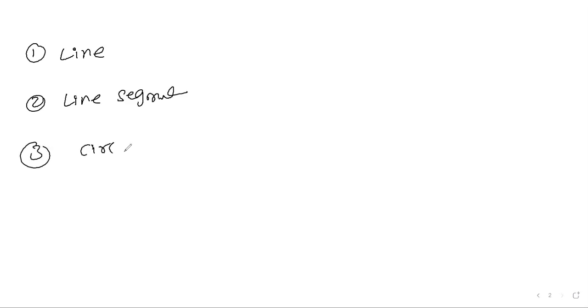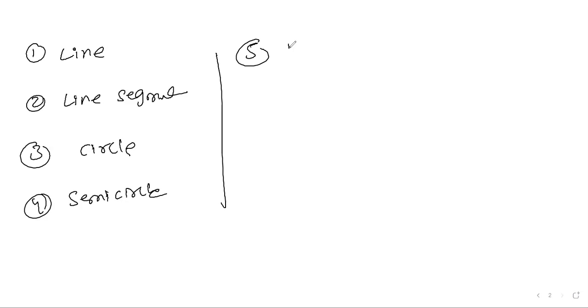First concept is line. The second concept is line segment. The third one is circle. Then after that I taught semicircle, the fourth one. Then after the fourth one, the fifth one is square. Then after square, the sixth one, rectangle.